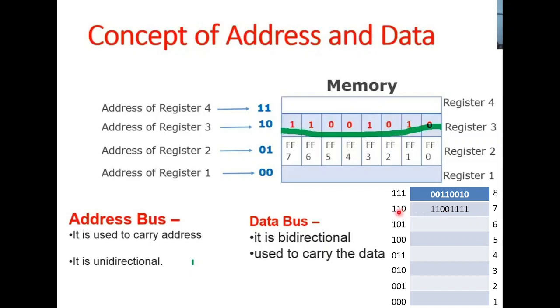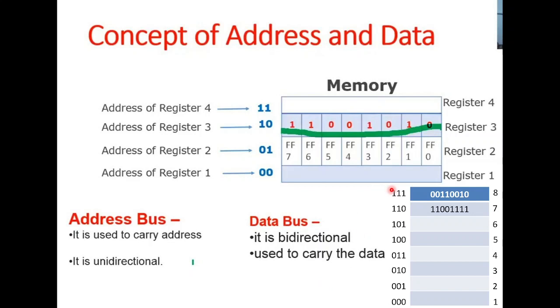11001111 is stored in this address 110. If we go to this address, then I can get this data. If I go to address 111, then I can get 00110010. So to fetch a particular data or instruction, we need an address. Through the address only I can track the location where the particular data or instruction is stored, right?